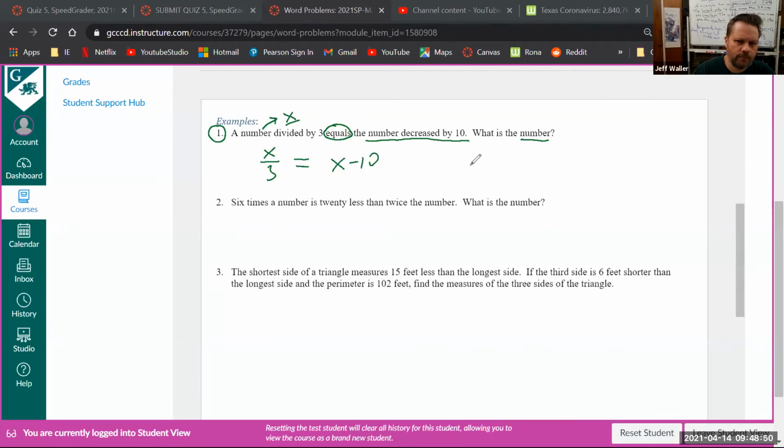Multiply by 3. Yeah, because right now it's X divided by 3. So let me multiply both sides by 3. All right, so then what do I get? So I get X equals, what do I get on this side? 3x minus 30. Good. So let me write that up here so I got some more room.